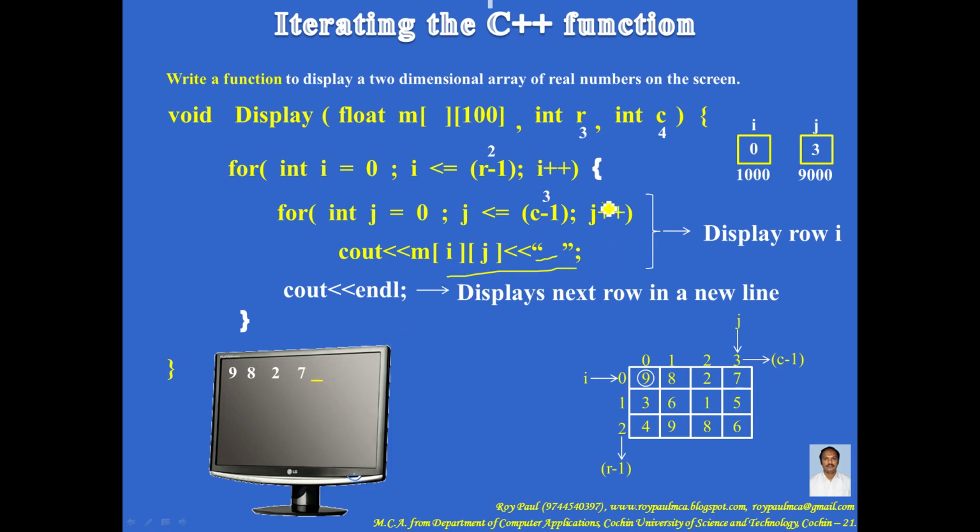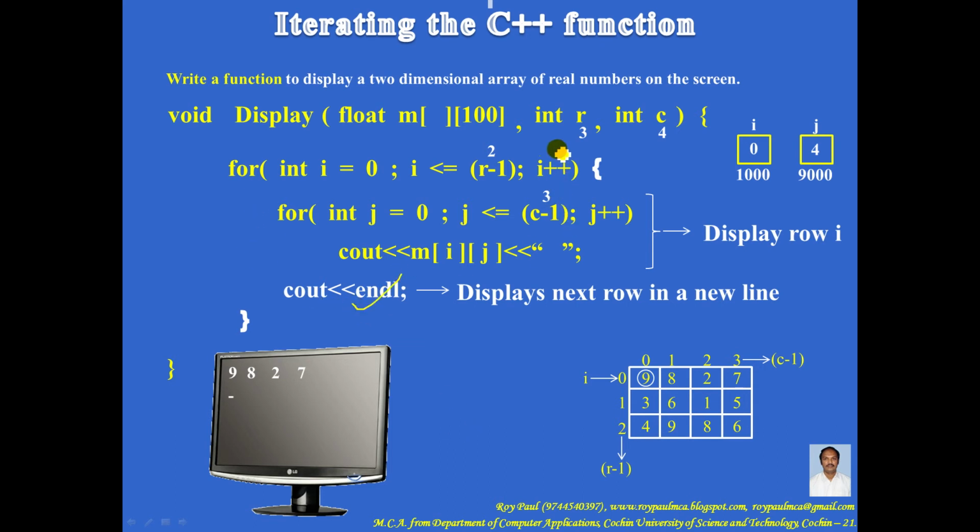Again after this J is incremented, J becomes 3 plus plus, 4. Now after this condition check, 4 less than or equal to 3, condition wrong, you exit from the inner for loop and the control will come here, because of this opening and closing curly bracket, that is, this endl is a part of the outer for loop. So when you exit from the inner for loop, control will come here, and because of this endl, the cursor will go to the next line.